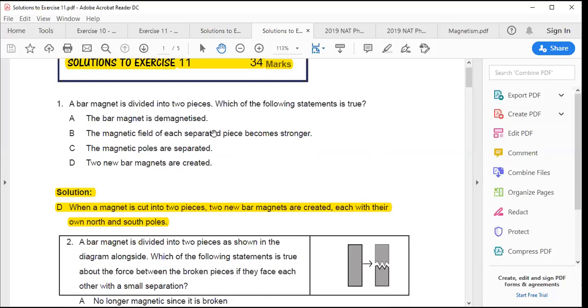The magnetic field of each separated piece becomes stronger. The magnetic poles are separated. 2 new bar magnets are created. Right. So the correct answer there is D. When a magnet is cut into 2 pieces, 2 new bar magnets are created, each with their own north and south poles. So that's your answer for number 1.